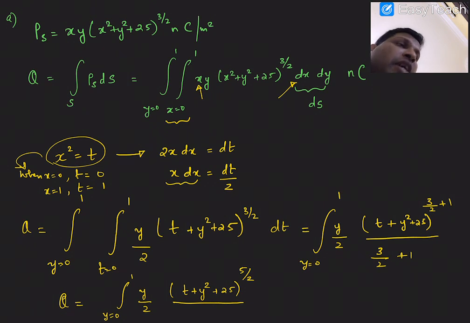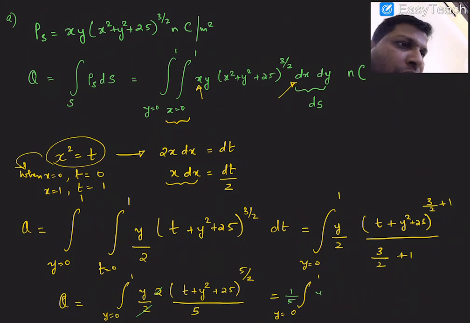So you will get it as this, as here you will get as 5 and this becomes 2. So finally you will be getting this as, you see here, you will get it as integral y varies from 0 to 1. Then this 2 will cancel, so it's clear 2 will cancel, this becomes 1 over 5. Then y into t plus y square plus 25 whole power 5 over 2.